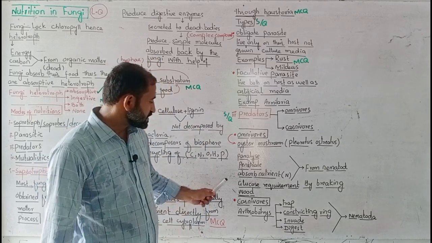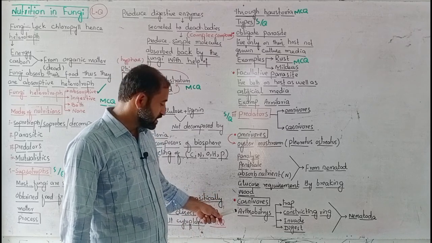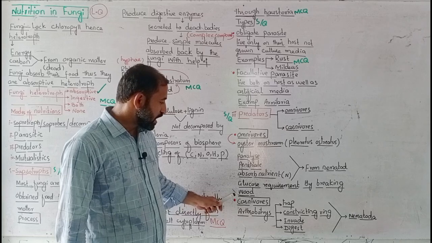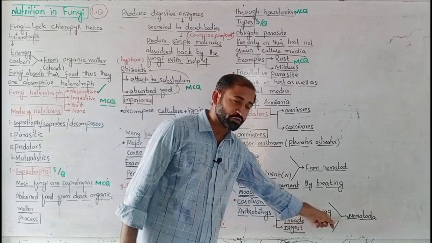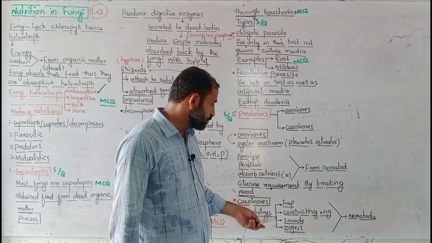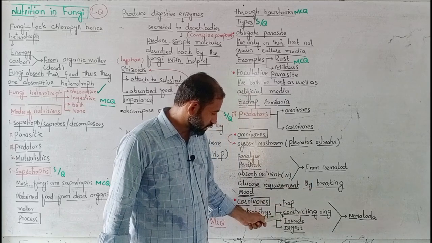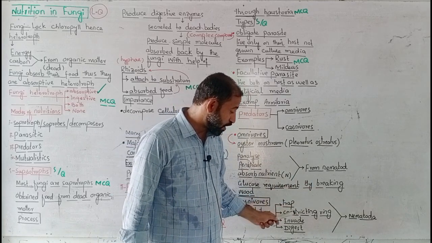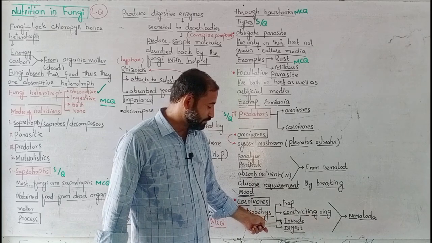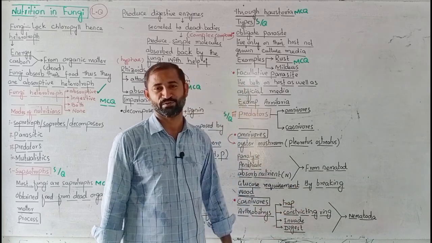Yes, last one is carnivore. Carnivores mean animal eaters. Arthrobotrys is an example of carnivore. Arthrobotrys also feeds on nematode. How does it feed on nematode? It traps nematode by forming a constricting ring around the nematode, and invades hyphae into the nematode, then digests the body of the nematode.